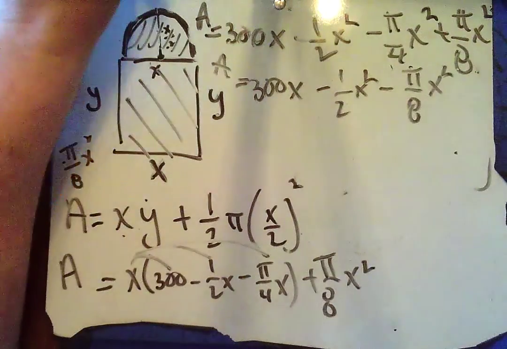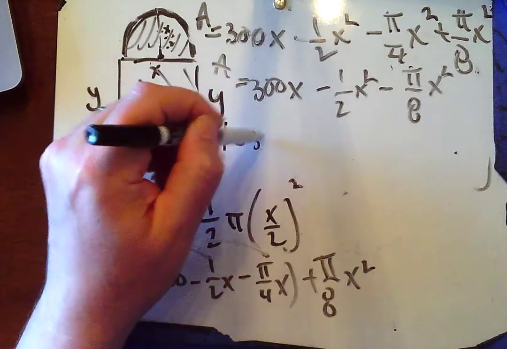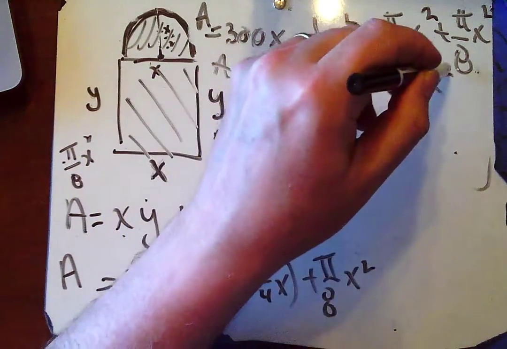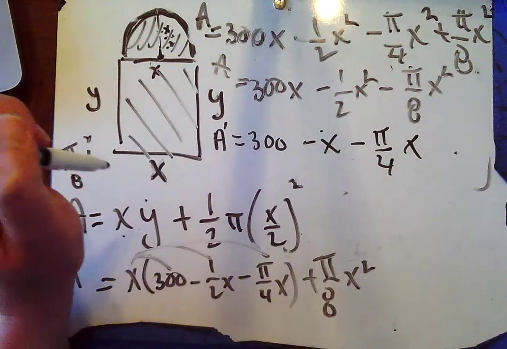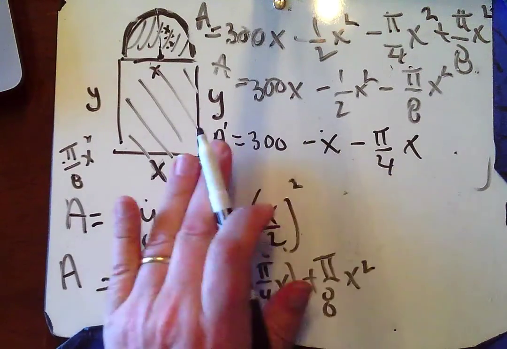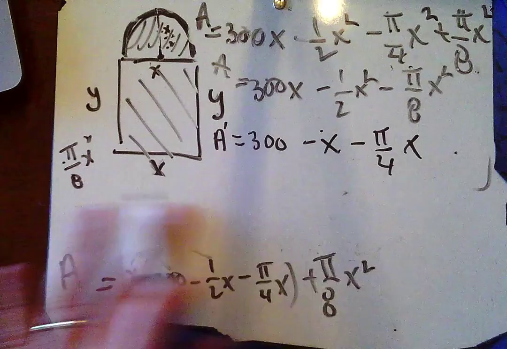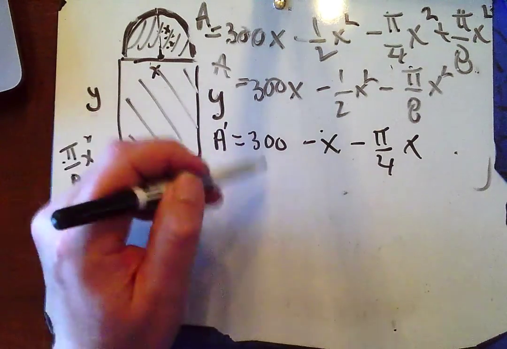Okay, so now I'm ready to take the derivative here. A prime is going to be 300 minus the 2 comes down x, the 2 comes down pi over 4x. Okay, so this derivative is never undefined. Let's figure out when a prime is equal to 0.